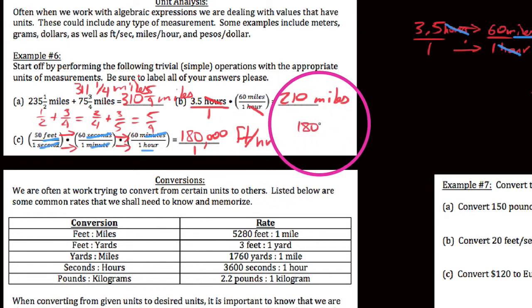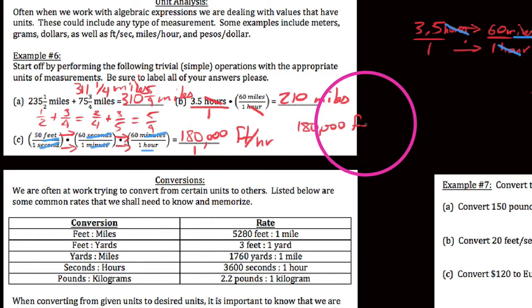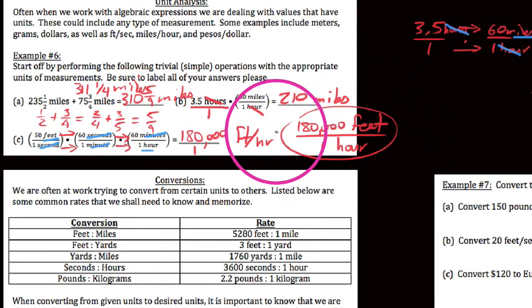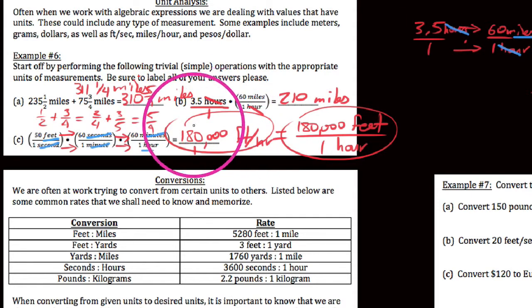Or we could write 180,000 feet over 1 hour. These are going to both mean the same thing. Okay, so units wise, let's keep that in mind, that we have to write those out, and the reason why is because we're going to do some conversions now.